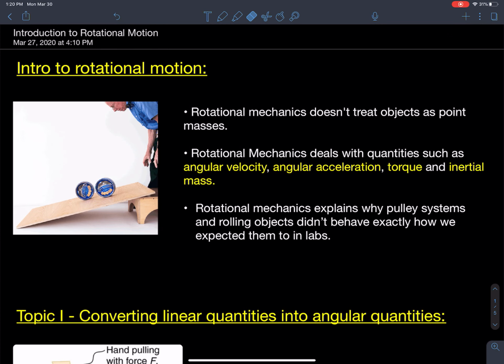All right, IB Physics. I know that a lot of you guys have decided to do higher level engineering, and the first unit in higher level engineering is rotational motion.